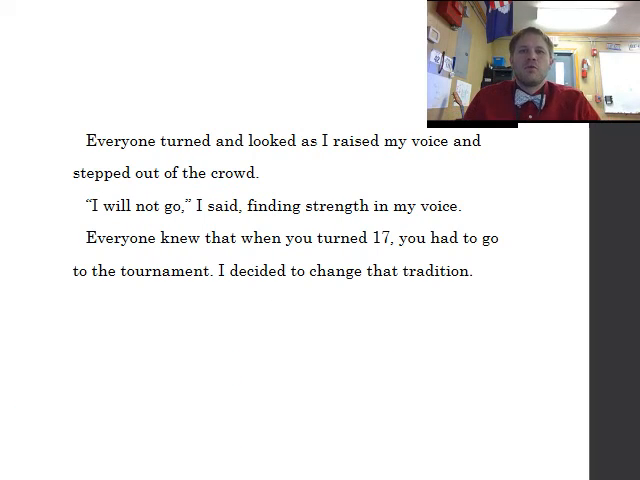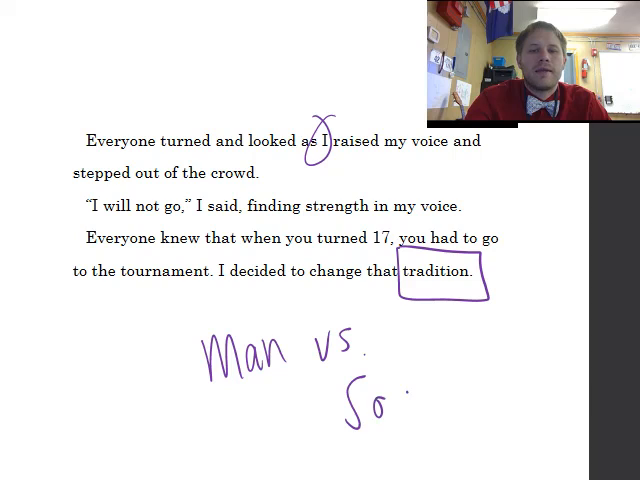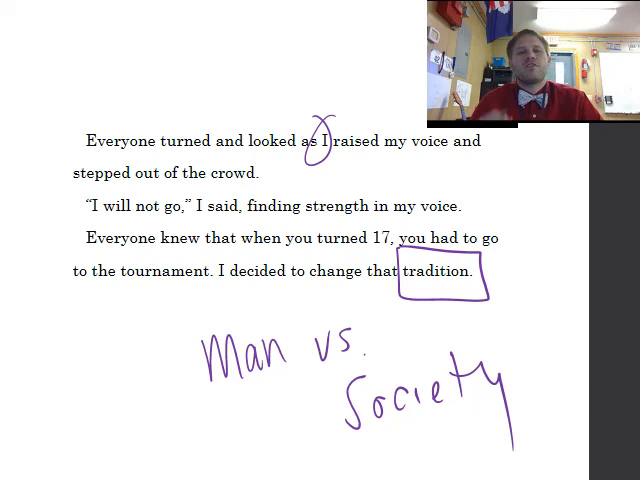One more. Everyone turned and looked as I raised my voice and stepped out of the crowd. I will not go, I said, finding strength in my voice. Everyone knew that when you turned 17, you had to go to the tournament. I decided to change that tradition. A lot of times in man versus society stories, you have this one major character going against the tradition, the society, the way things have always been. So this is, again, man versus society. Man versus man is one character against another. Man versus society is one character against a group of people.